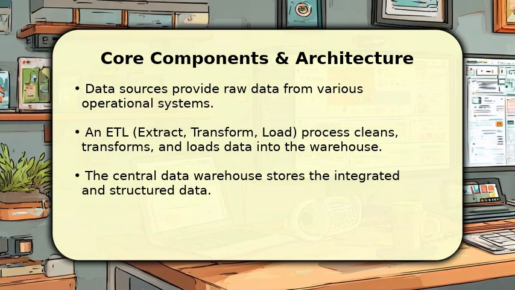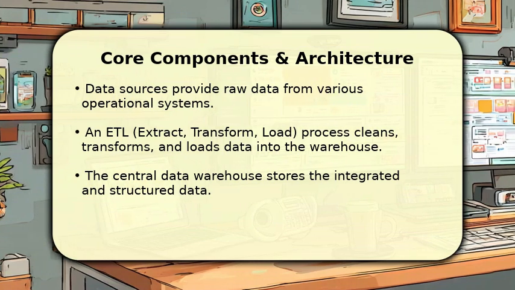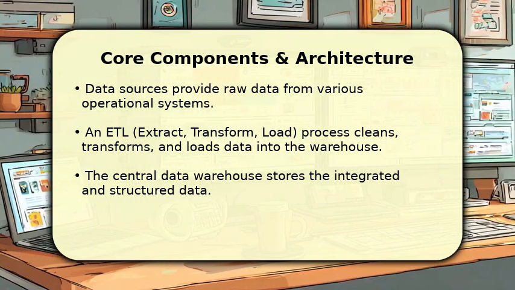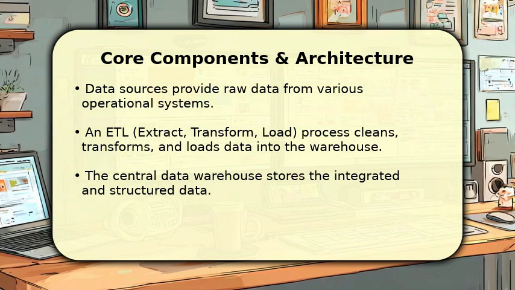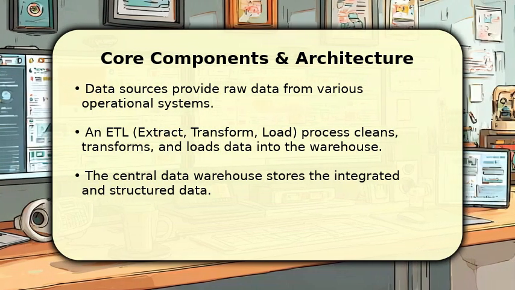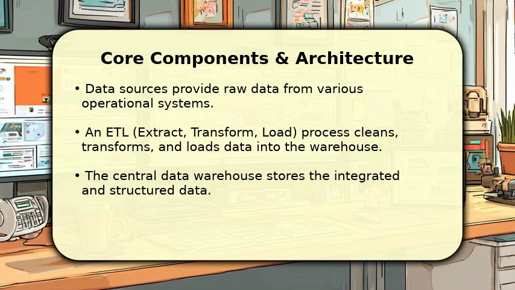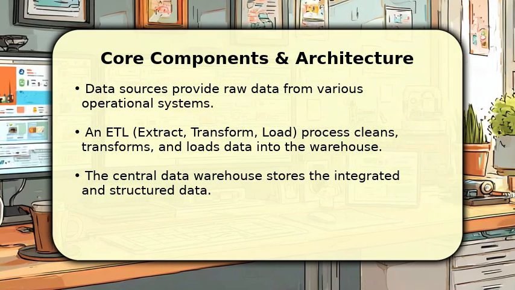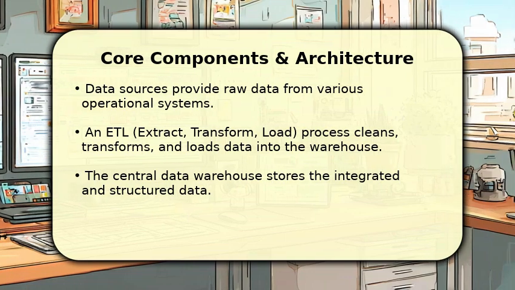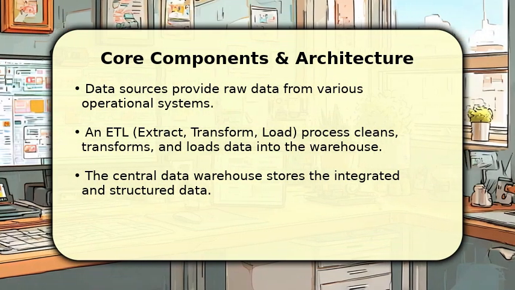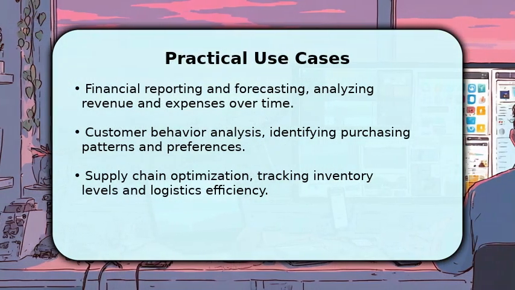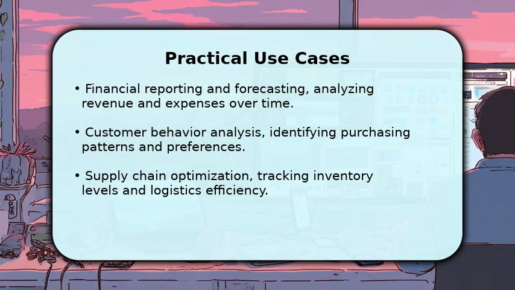At its core, a data warehouse relies on a few key components. First, you have your various data sources, which feed raw information into the system. Then, a crucial process called ETL, or extract, transform, load, takes over. This process cleans, standardizes, and structures the data before loading it into the central warehouse. Finally, reporting and analysis tools connect to the warehouse, allowing users to easily query and visualize the integrated data to uncover valuable insights.